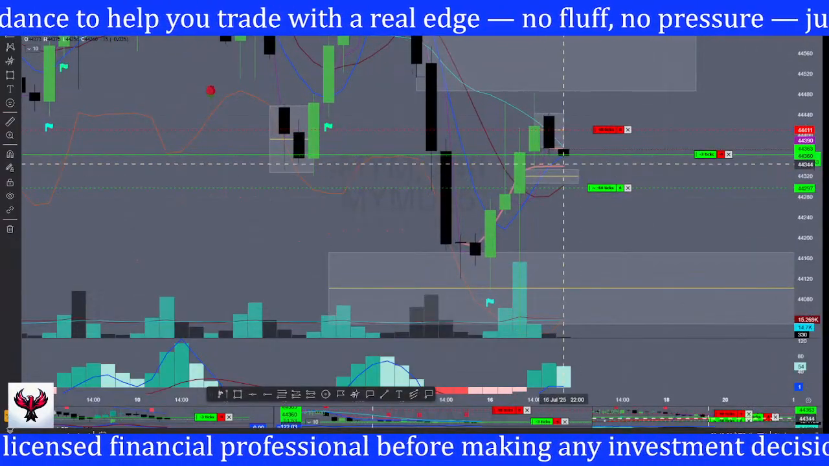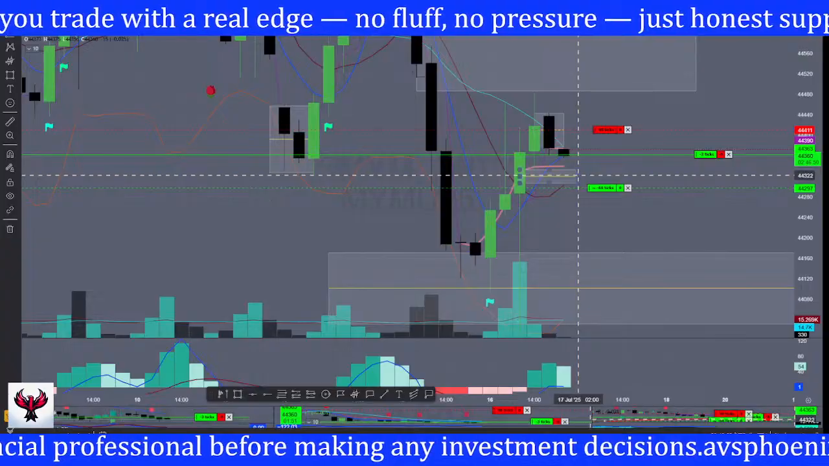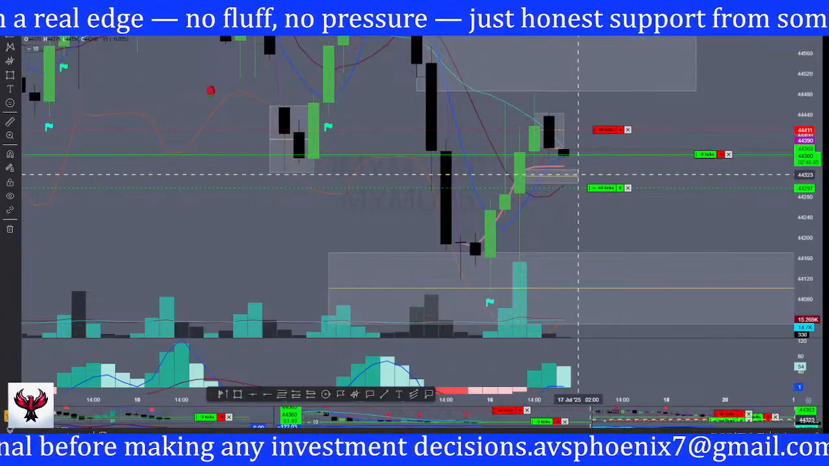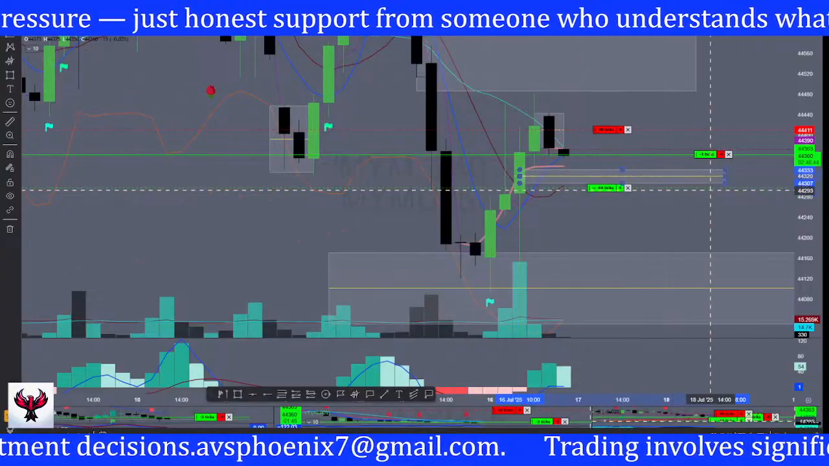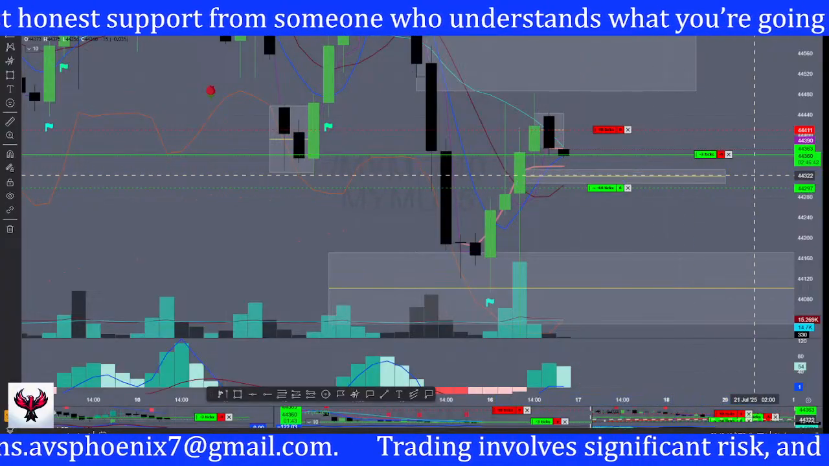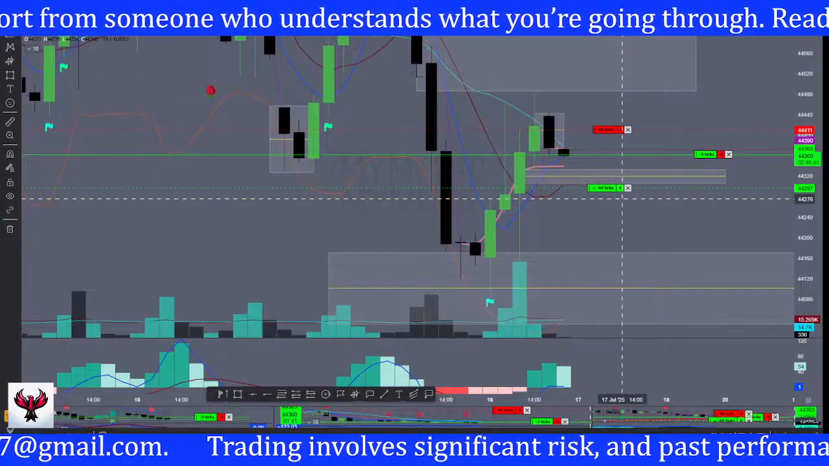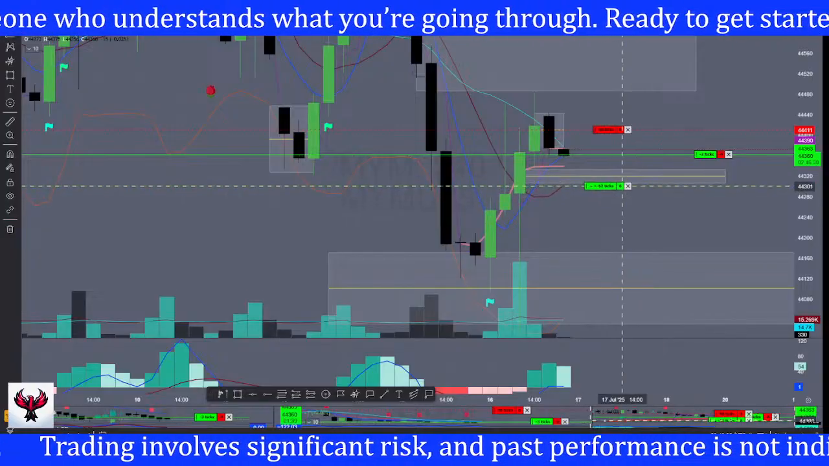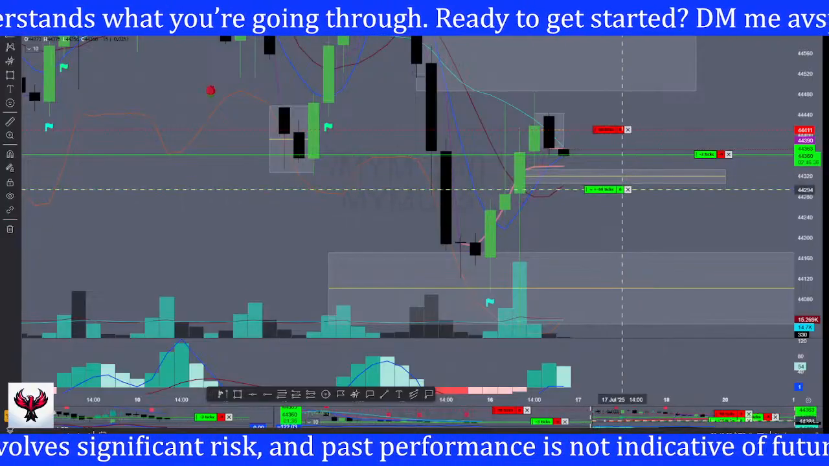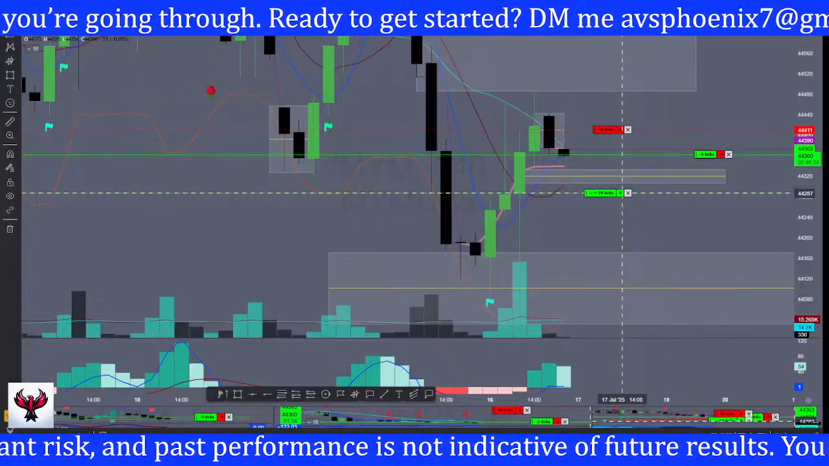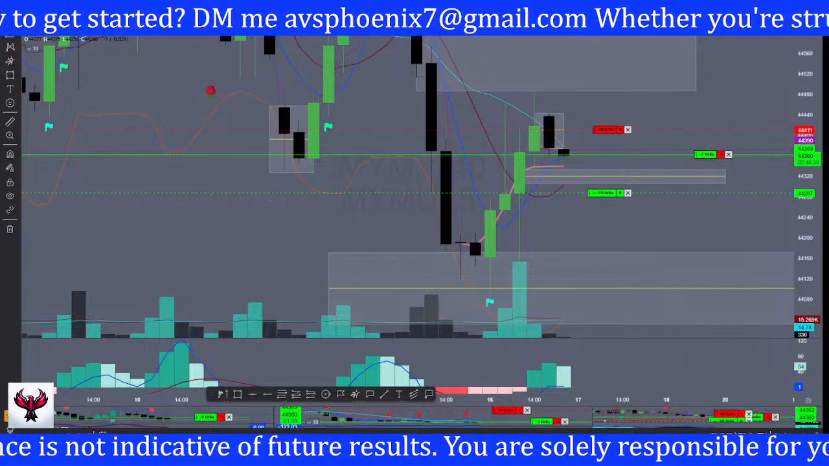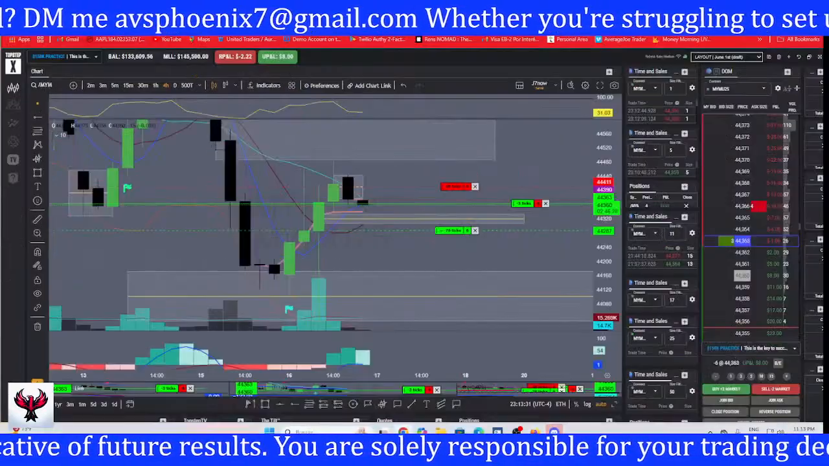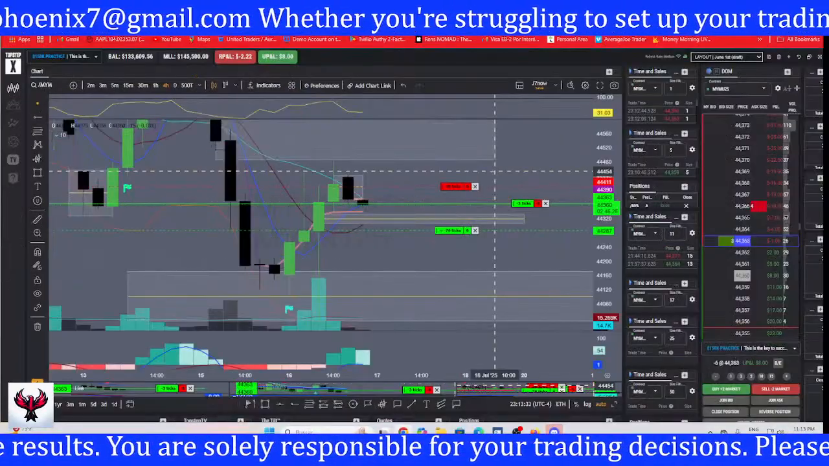So the idea is to come down here to this fair value gap right here. As you see here, this one right here. That would be the target right there. Also, now let's make this small.